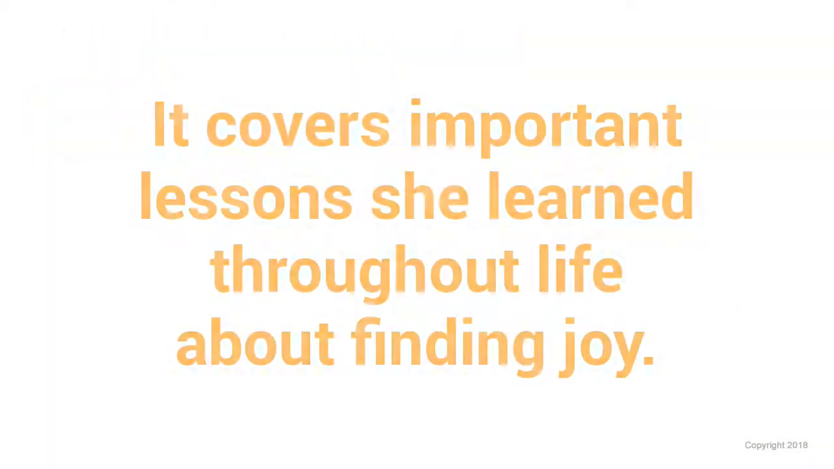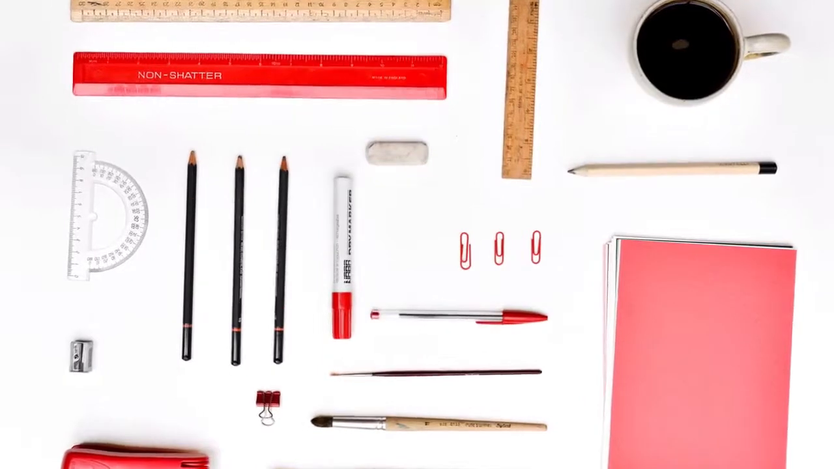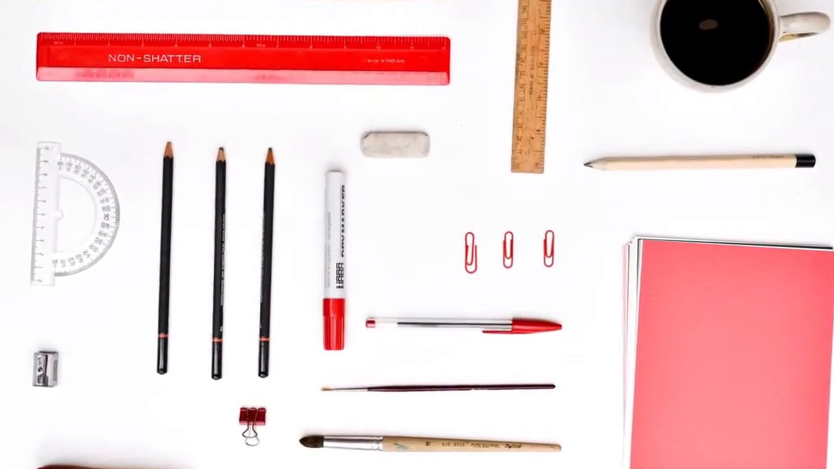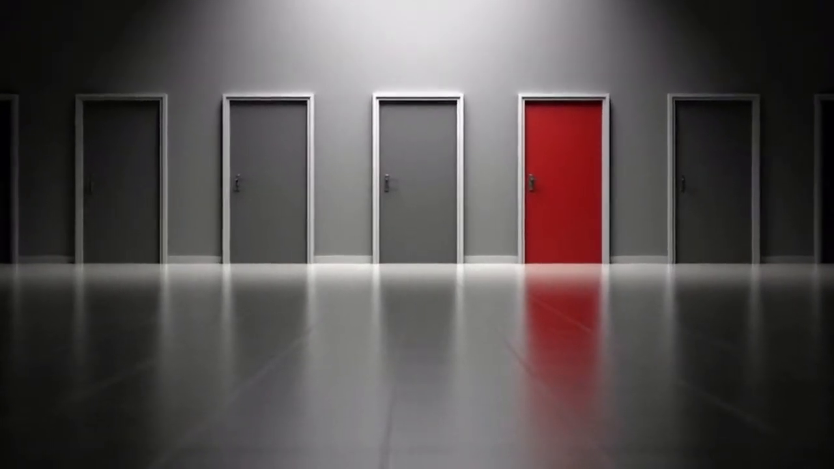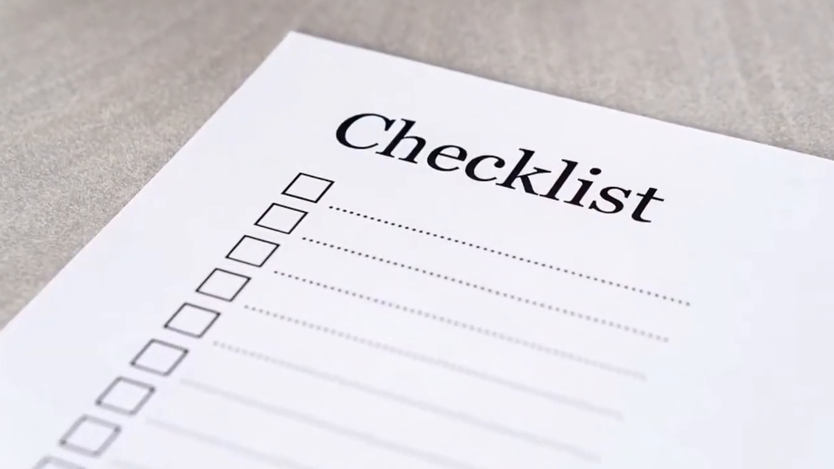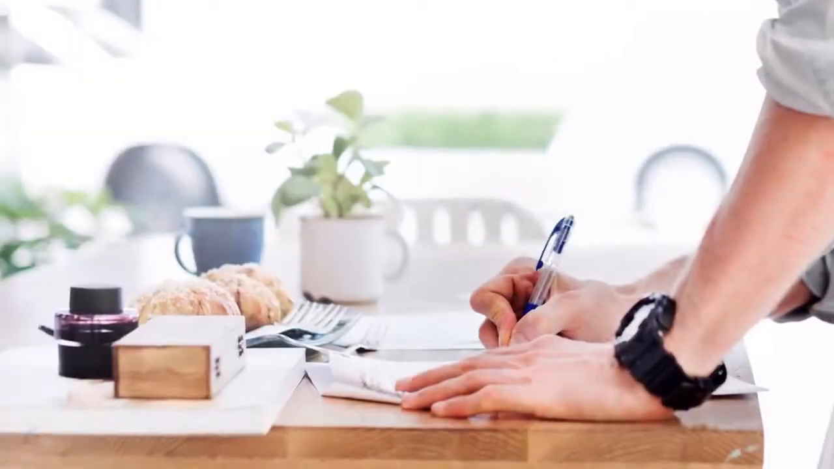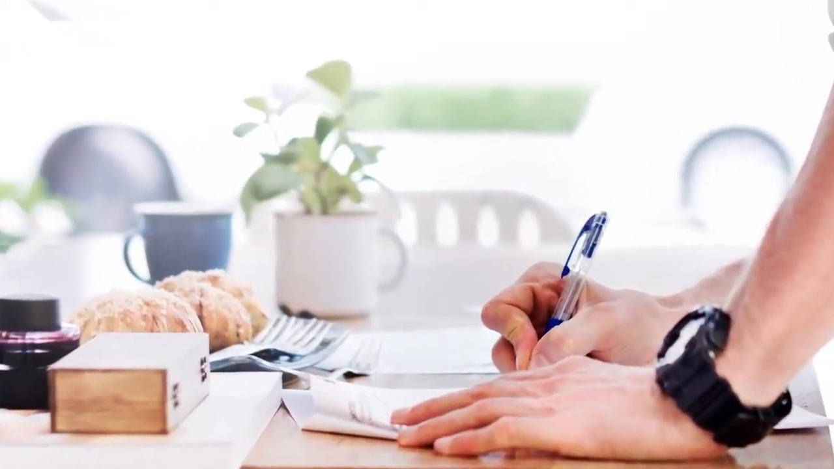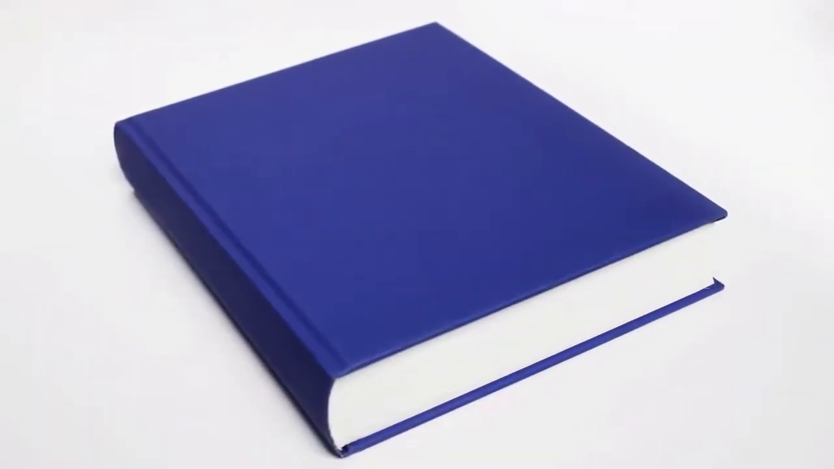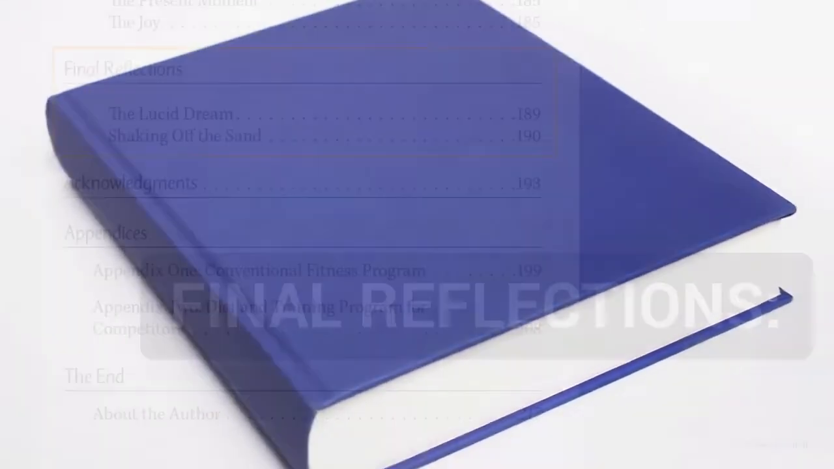Conclusion. It covers important lessons she learned throughout life about finding joy. Here, each lesson is organized by a specific theme. Of course, you can choose a different ending to your book. You don't have to list what you've learned from the most significant people or moments in your life. In this particular case, it works well because the story is not ending there. I knew I would be writing a second book that picks up from where the first one left off.